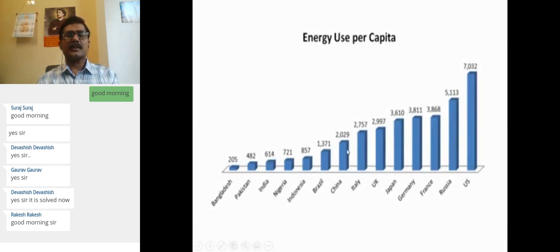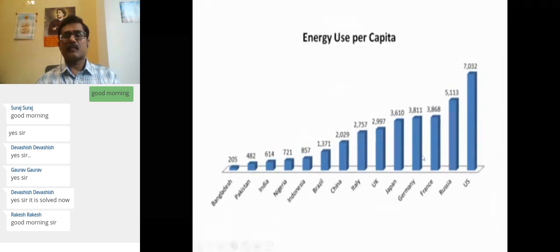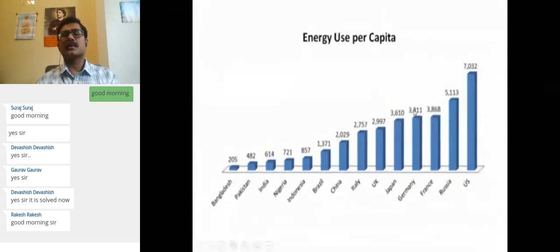And if the Asian country China is taken into consideration, if we compare the per capita consumption of China with that of India, India is nearly 400 and China is 3 times more than that of India, isn't it? So that is 2000 energy that is consumed per capita for China. And for the European countries, Italy, UK, Germany, and France, it is in excess of 2700, 2800, and nearly equal to 4,000 kilowatt hours of energy per capita consumption.